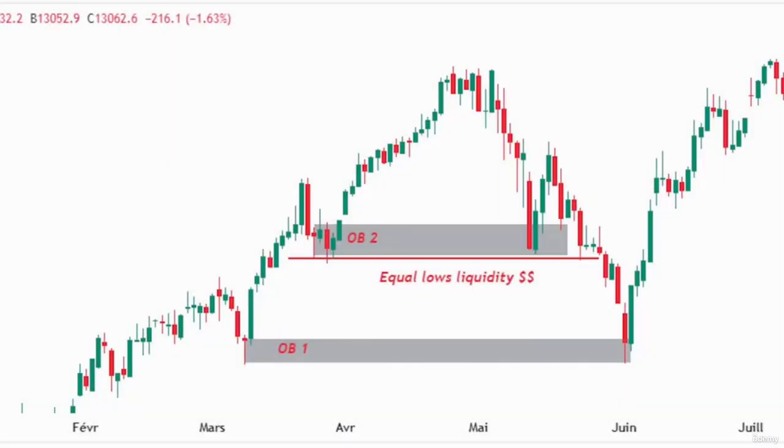Same scenario is happening in this example, but this time we are using the daily Nasdaq chart. Market makers, after mitigating this second order block, created equal lows to generate sell-side liquidity. After reaching the first order block, price went higher.